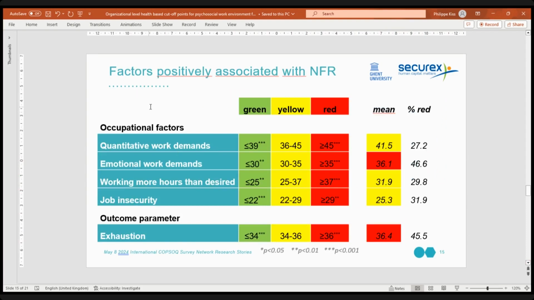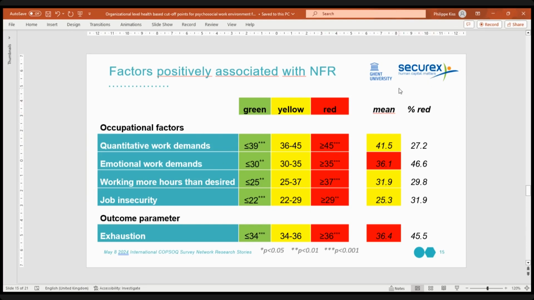This slide shows you results for the factors that are positively associated with need for recovery, meaning when this factor increases, need for recovery will increase. So these factors need to be as low as possible. So for the green, when you belong to the good guys, your value must be lower than the cutoff point. When you belong to the red guys, the value must be higher. When you have a value bigger than that, you belong to the red guys.